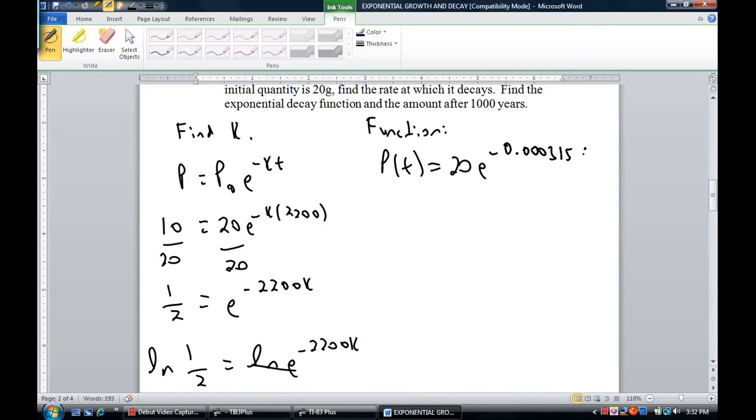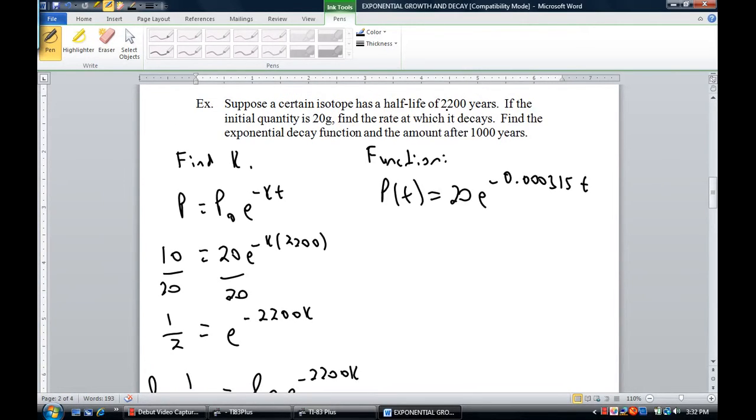0.000315. And then t is the variable that we're using for our function. So a lot of these problems are done this way. You use the given information to find k first. Once you have k, that means you have a function in terms of t, which now means that you can use this to find the amount after 1,000 years, or really for any time.